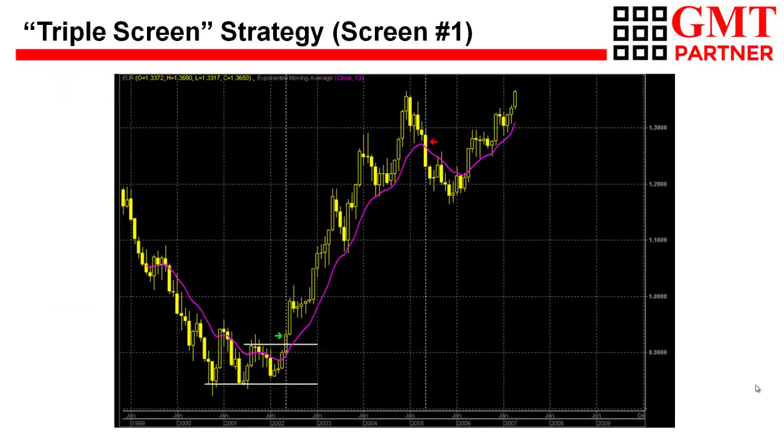Let's take a look at an example of a trade executed in accordance with the rules of the triple screen strategy. To work with the strategy, the trader will need to build 3 separate graphic windows in the technical analysis program he uses. Also, 3 charts with the required indicators have to be built: monthly, weekly and daily. Here is the first screen of the strategy, a monthly chart of the currency pair Euro, US dollar.